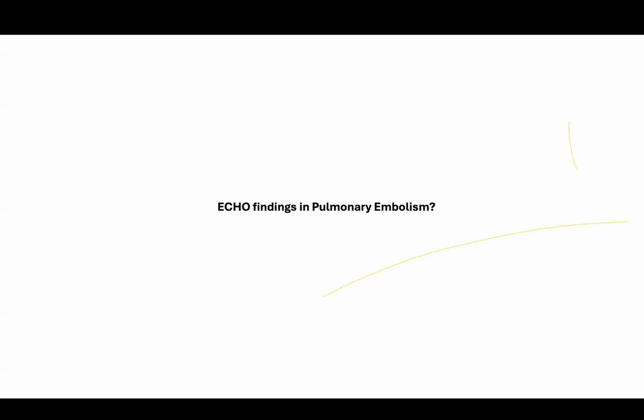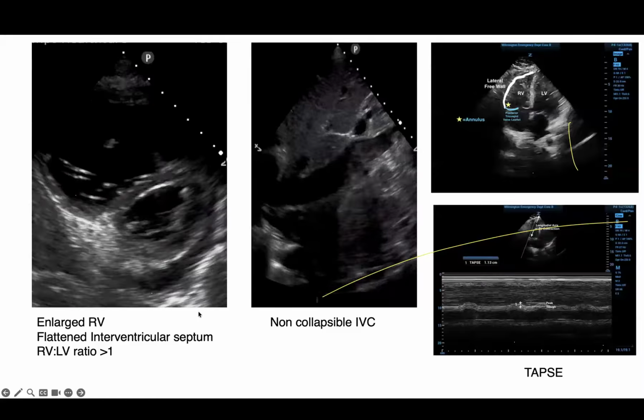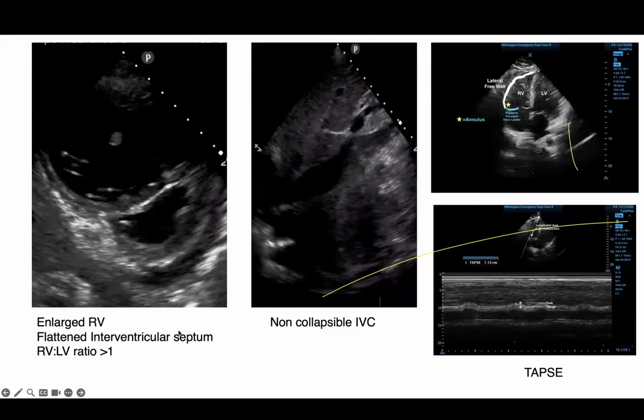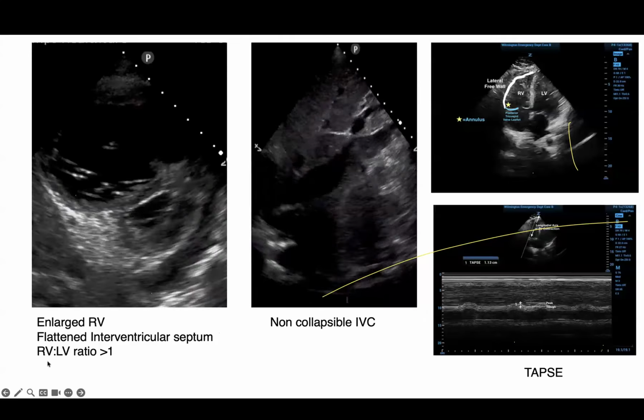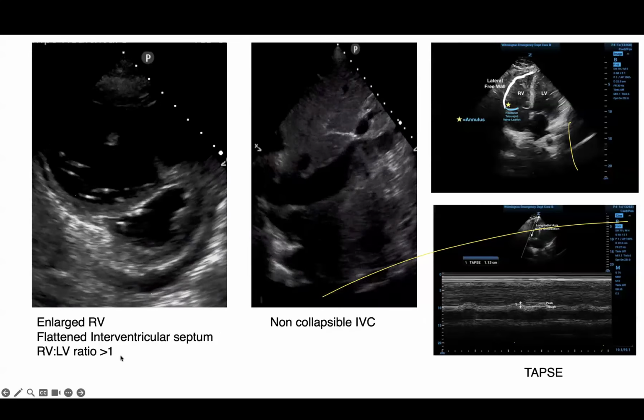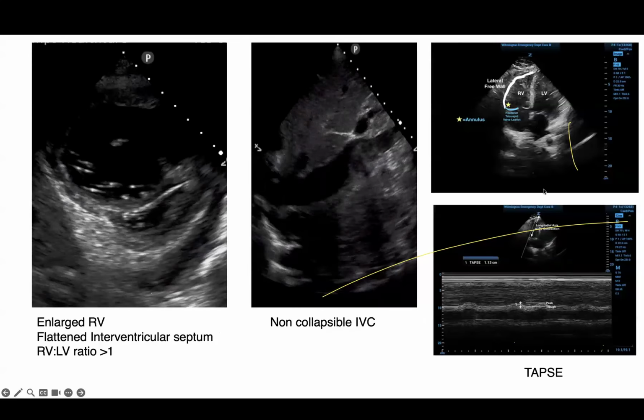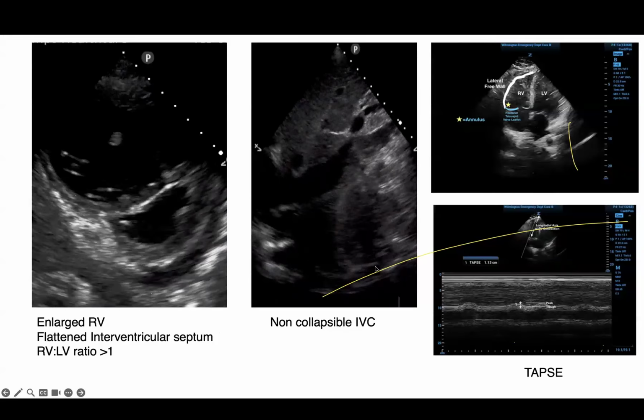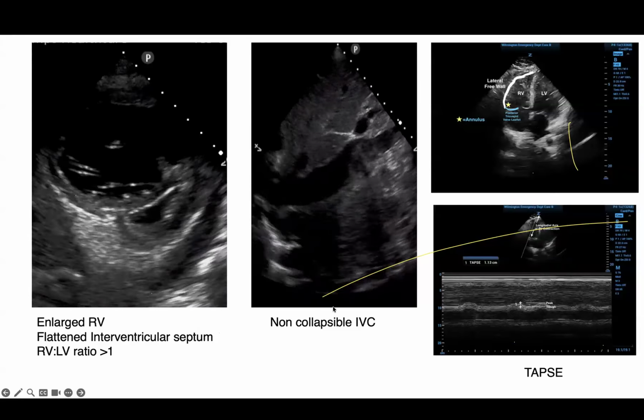Super. McConnell sign, TAPSE, excellent. Okay, we'll go ahead. So you have an enlarged RV, flattened interventricular septum. The RV-LV ratio should be more than 1, so 0.6 was not correct. Then a non-collapsing IVC.